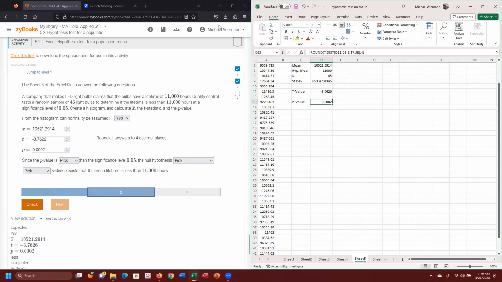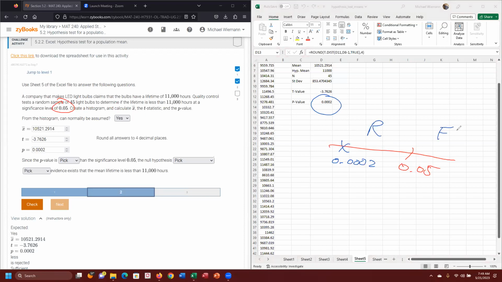Let's analyze the reject or fail to reject for this one. So level of significance is still 0.05. And then our p-value is sitting over here, 0.0002. This is our rejection region. This is our fail to reject region. So we will reject this time. When we reject, there is sufficient evidence in this instance.